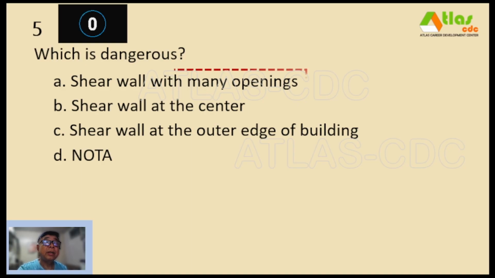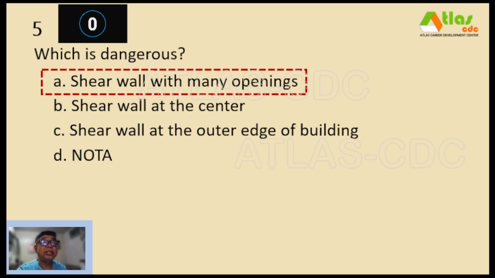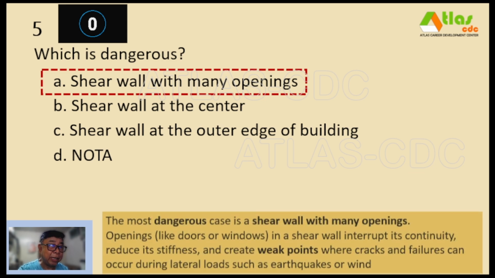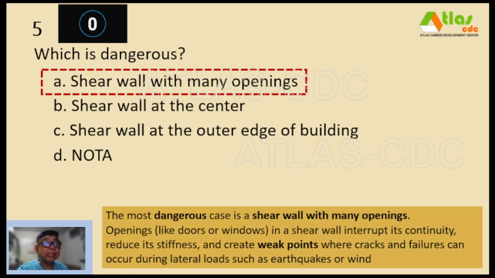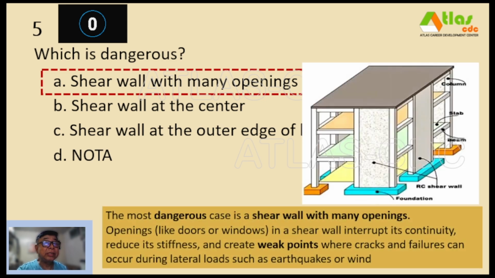And our correct answer is letter A, shear wall with many openings. So the most dangerous case is a shear wall with many openings. Openings like doors or windows in a shear wall interrupt its continuity, reduce its stiffness, and create weak points where cracks and failures can occur during lateral loads such as earthquakes or wind.